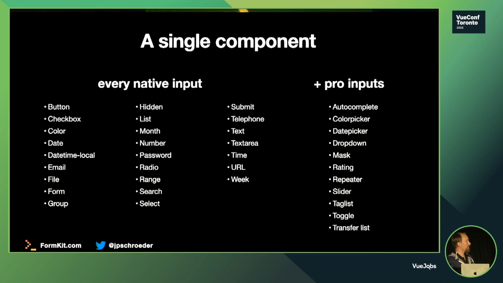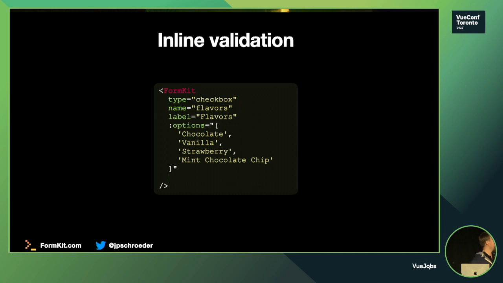And then it turns out being an open source library is a really bad business plan. So we're selling some pro inputs, which are basically UI library-like, to try to support the project. So more complicated ones like date pickers and color pickers and all these kinds of things. Inline validation: the validation rules for your inputs just get put directly where you're using them.